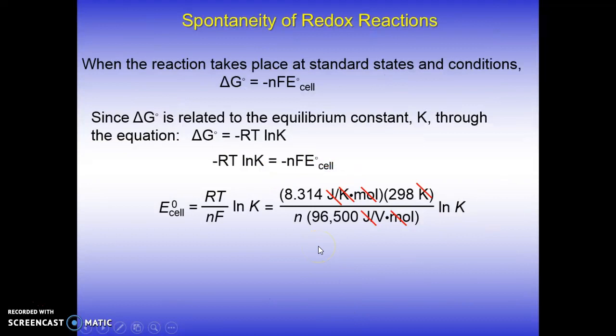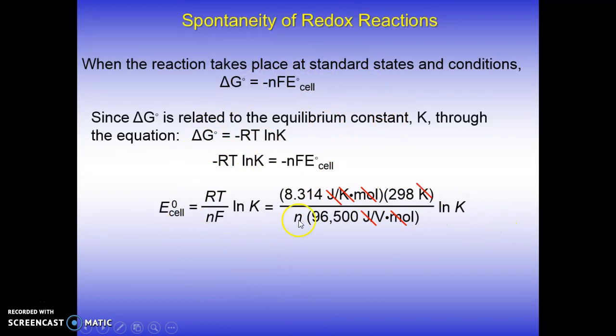We can also get equilibrium into the act. So when a reaction takes place under standard conditions, you have delta G naught equals negative NF E cell naught. But again, we can also relate the delta G naught to the equilibrium constant. If you remember, we saw this relationship before. Delta G naught is equal to negative RT ln of the equilibrium constant. And so we can set all 3 of these things equal to each other.